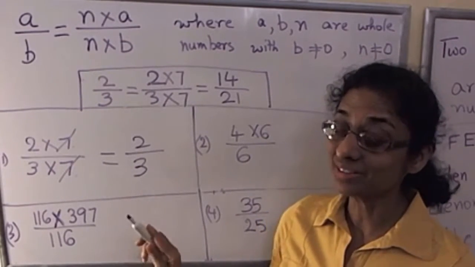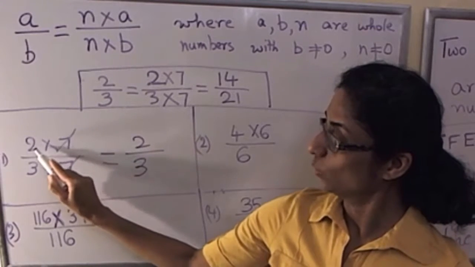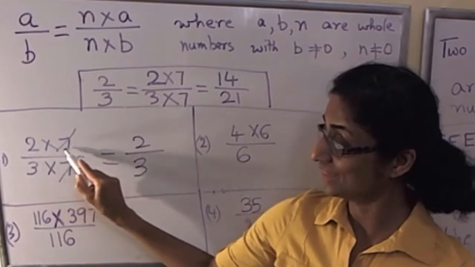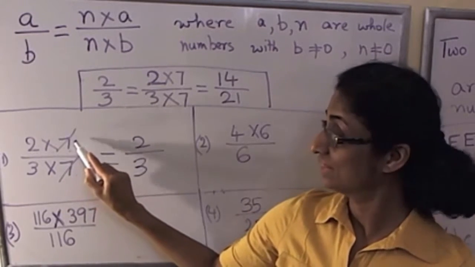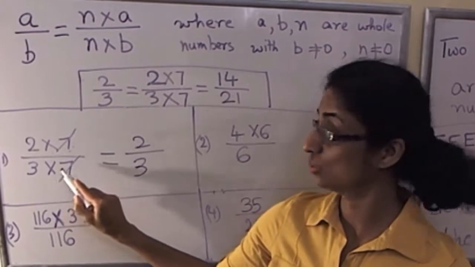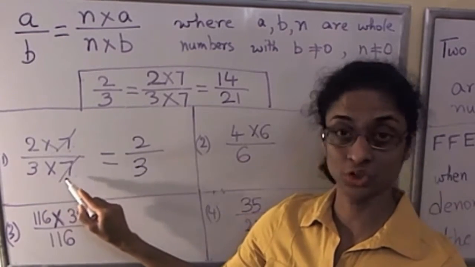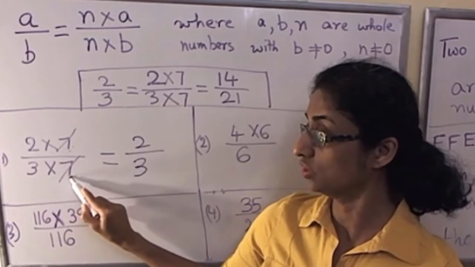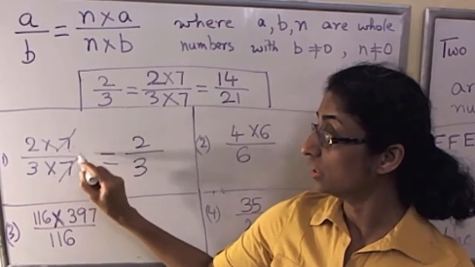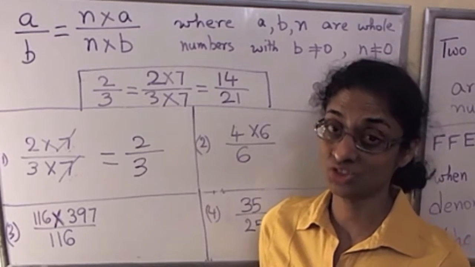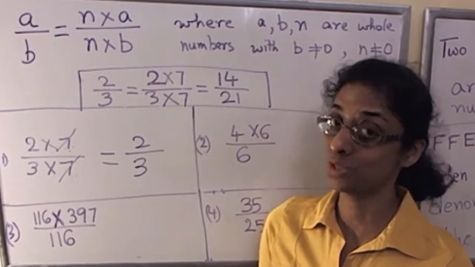Remember, you can only cancel it out like that when you see a multiplication expression. In other words, 2 times 7 is indicating to you 7 is a factor. And 3 times 7 is indicating to you 7 is a factor of the denominator. 7 is a factor of the numerator, 7 is a factor of the denominator, and cancellation law tells us we can cancel it. Like I said, cancellation law is just FFEF repackaged.